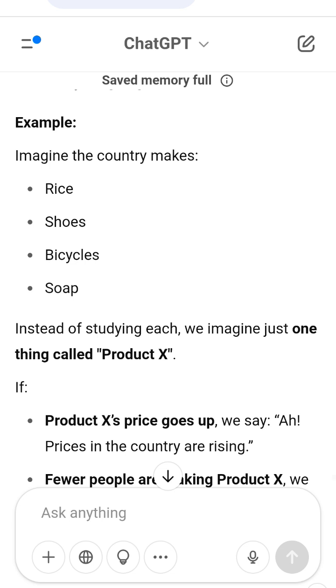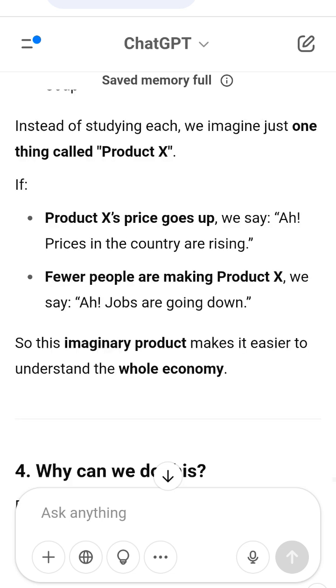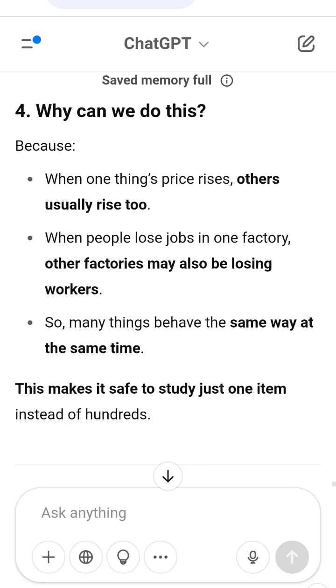You check, is Toy X's price going up? Are more or fewer people making Toy X? Are more Toy X toys being made? And this one toy tells you about the whole store. That's exactly what macroeconomists do with a country.